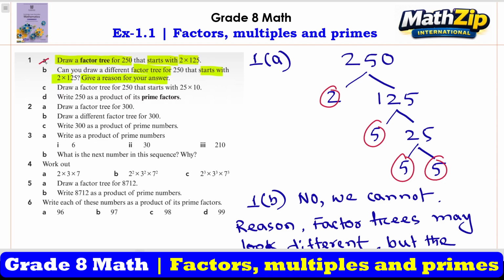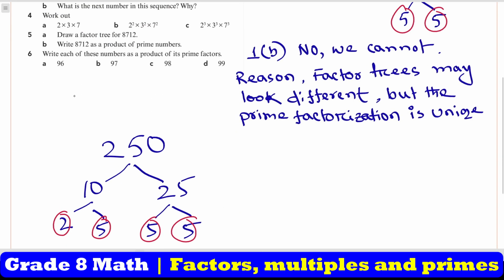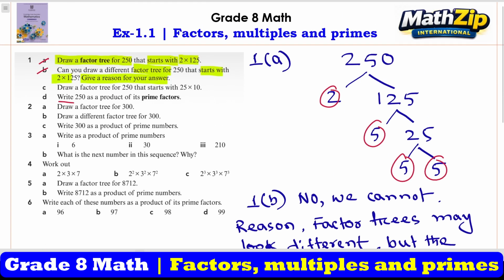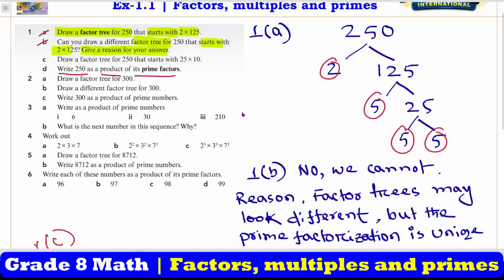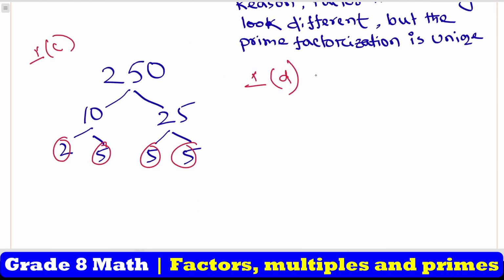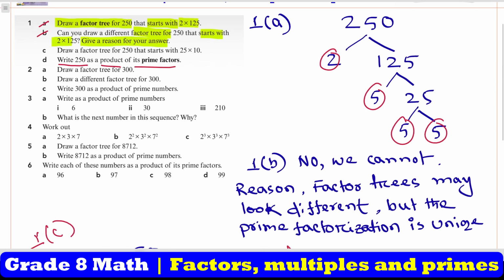Now 1A, 1B done. Now 1C, draw a factor tree for 250 that starts with 25 times 10. And interesting thing, it's done. I was also trying to solve this one, 10 times 25. So fortunately, I have done this one. Now number 1D, it's the most important thing. Write 250 as a product of its prime factors. It has also almost been done, because 250 can be written as 2 times 5 times 5 times 5. This is the prime factorization of 250. So number 1 done.